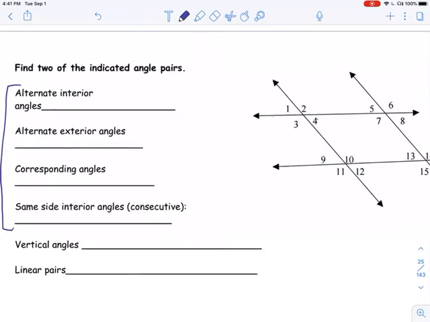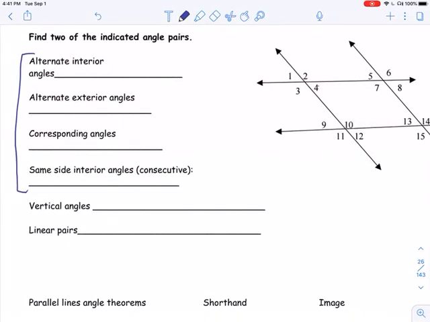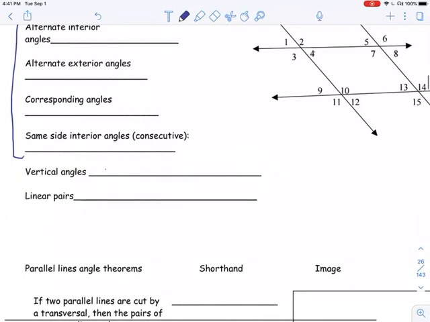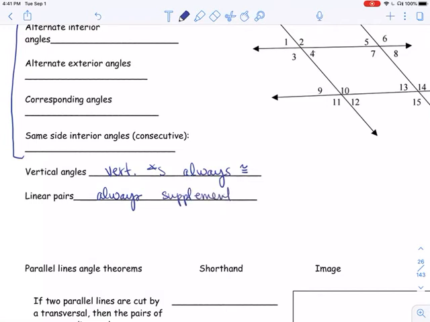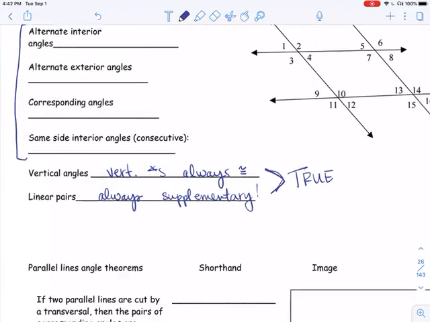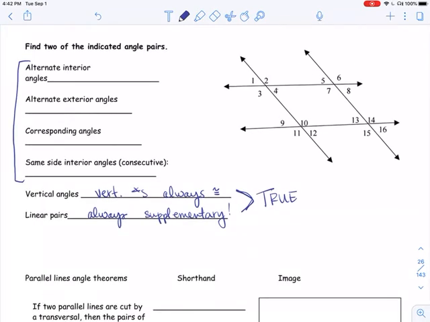Now, the last thing that I want to put down here at the bottom, I'm not going to list out all the vertical angles, but just remember that our vertical angles are always congruent, and our linear pairs are always supplementary. Okay, these are true all day, every day. Nothing else that we have mentioned prior has anything to do with the value of an angle.